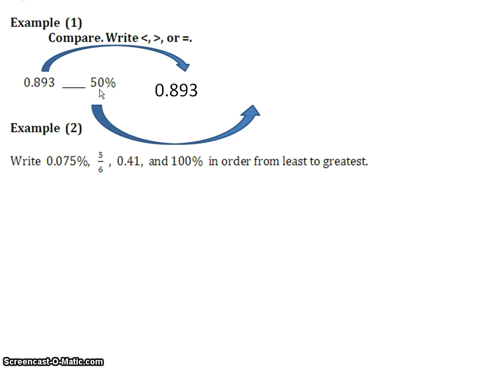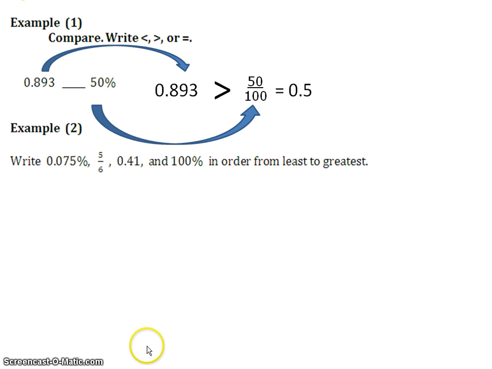50%, we can write as a fraction. It would simply be 50 out of 100. Remember, numerator divided by denominator will convert it into a decimal. So 50 divided by 100 comes out to 0.5. We can clearly see that 0.893 is greater than 0.5.